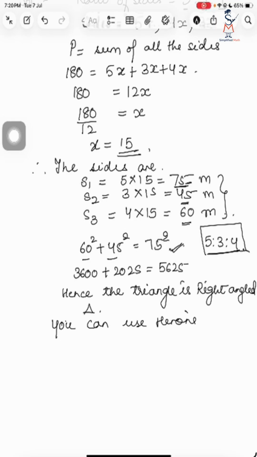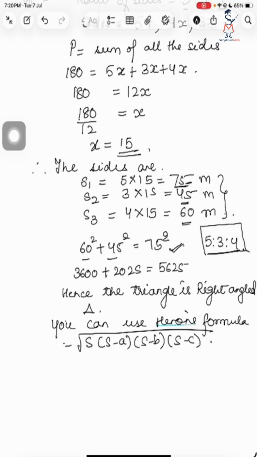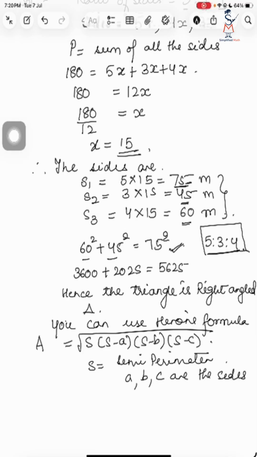Heron's formula is: area is root of S into (S minus A) into (S minus B) into (S minus C), where S is the semi-perimeter and A, B, C are the sides. We can use this formula also. But as I knew that 5:3:4 is a Pythagorean triplet and 75 is the largest side, this becomes my hypotenuse, whose square is equal to the sum of the squares of the other two sides.